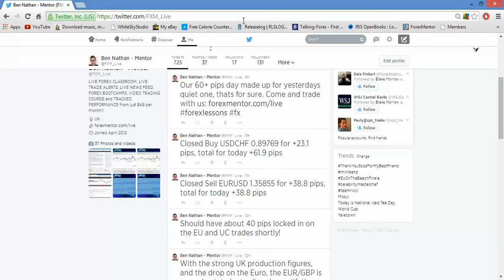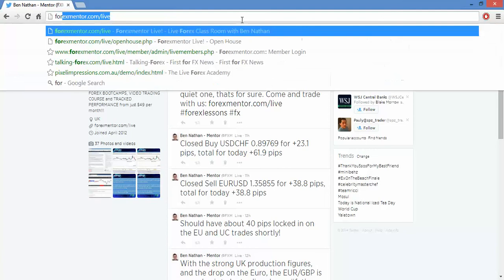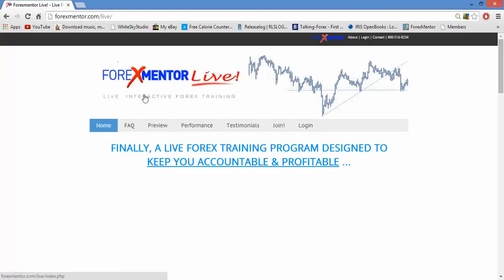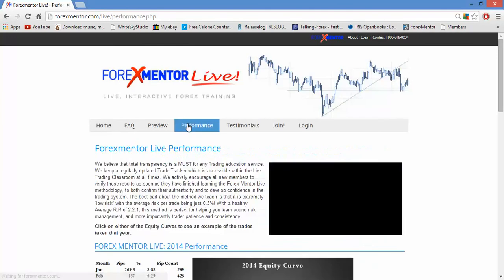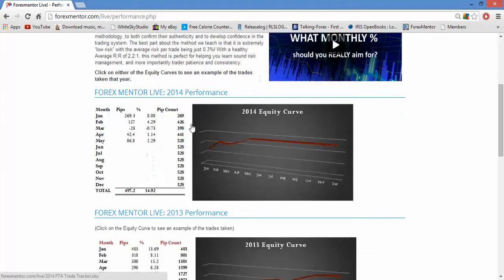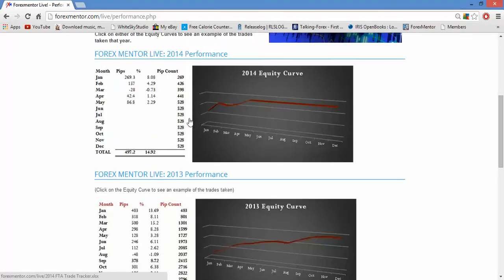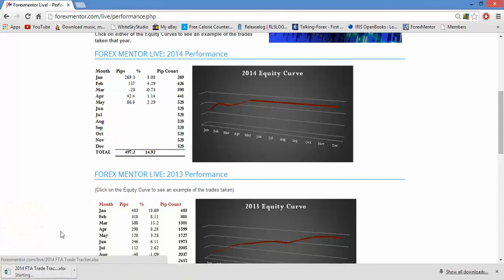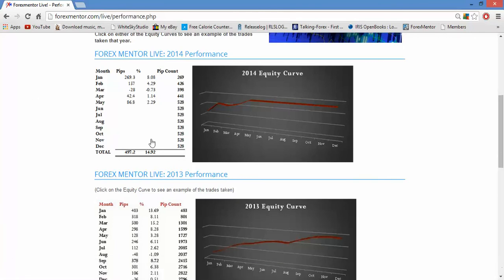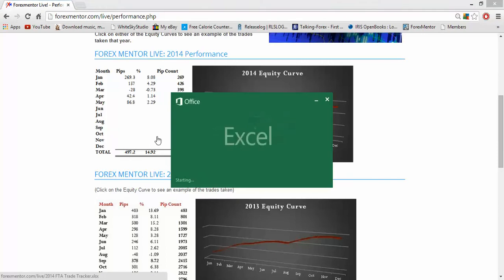Head over to forexmentor.com/live now. Have a little look for yourself at our performance page. Now, all of the results you'll see on the performance page are trades that have been called live in the room and that have been taken by myself and our members. Okay, good thing is as well, click on any equity curve and straight away that'll download the trade tracker where you can have a little bit of a closer look at the strategy performance, including the risk-reward ratio, average risk, etc. So take a look now, guys.